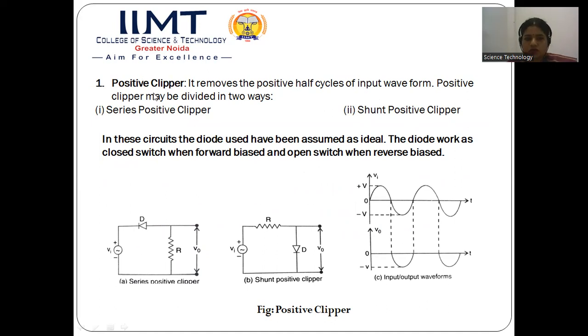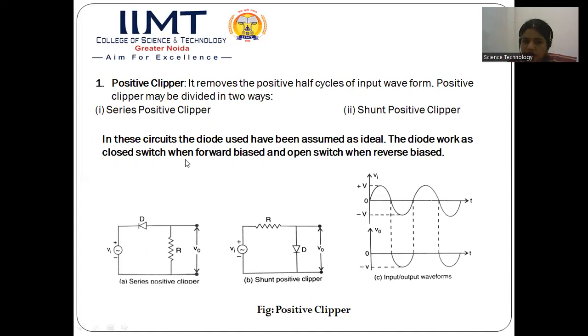As the name says, positive clipper, we are representing our input wave like this. This is a sinusoidal wave. It has two half cycles, one a positive half cycle and another a negative half cycle, and this V is its peak voltage. The positive clipper removes the positive half of the cycles of the input waveform, and it can further be divided into two categories: one is a series positive clipper and another is a shunt positive clipper. Again, in all those circuits, diodes are assumed to be ideal.